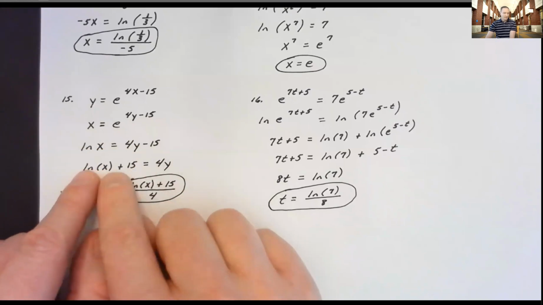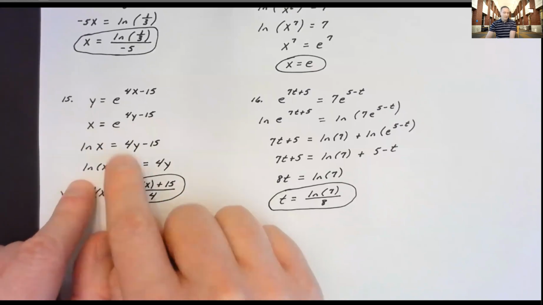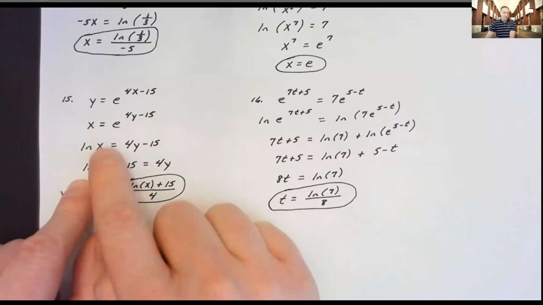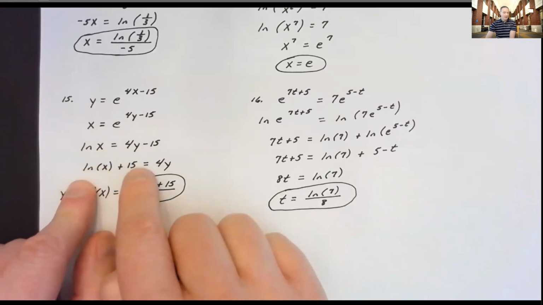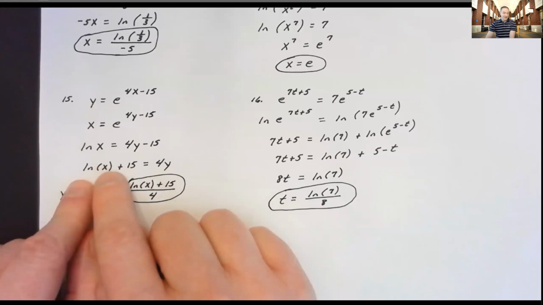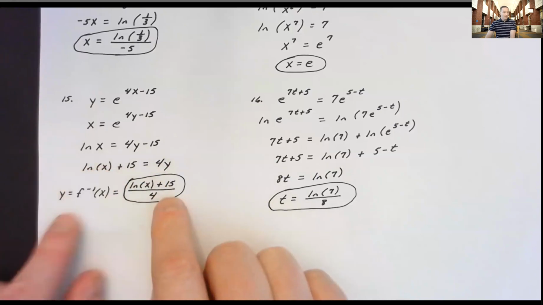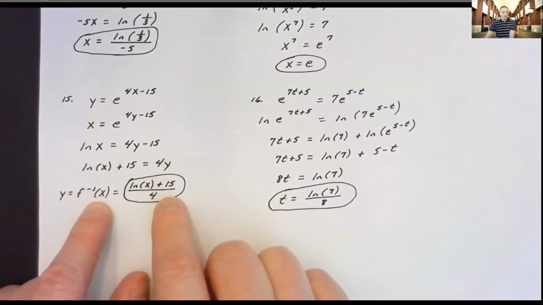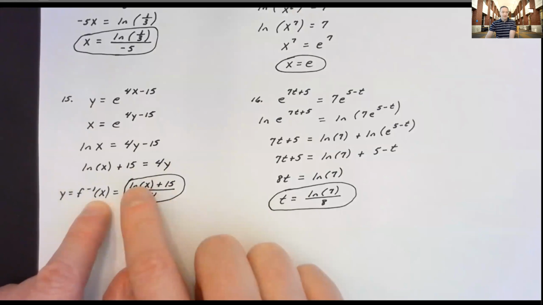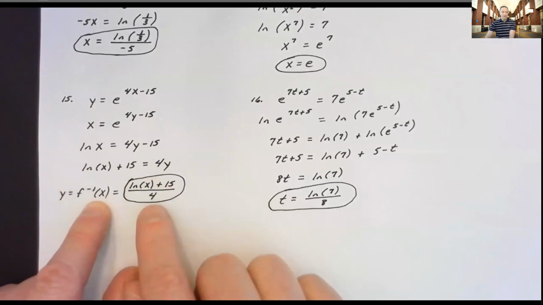Now, whenever there are multiple terms like this, it's probably better notation to close out your natural log to make sure it is very clear that the plus 15 is not inside your logarithmic function. So now I'll have the natural log of x plus 15 is equal to 4y. And so our solution for y, which is going to be our inverse function, f inverse of x, is just the natural log of x plus 15, over 4.